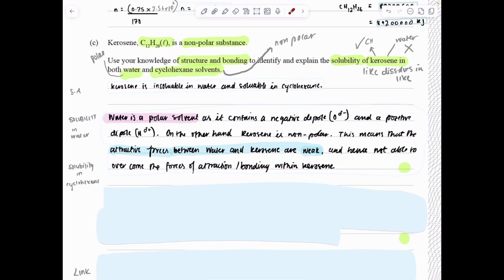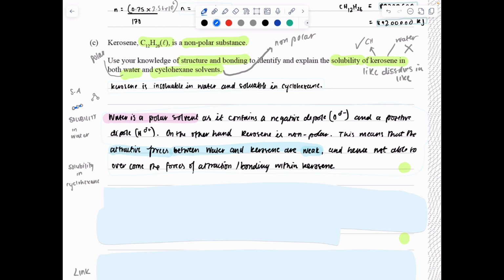That's a little bit tricky to visualize without any diagrams right now. So let me quickly visualize that for you. So we've got kerosene over here. I'm just going to pretend that this is kerosene. I know this is not accurate at all. Okay, and then this right over here is water. So within kerosene, we've got bonding. Okay, we've got bonding over here.